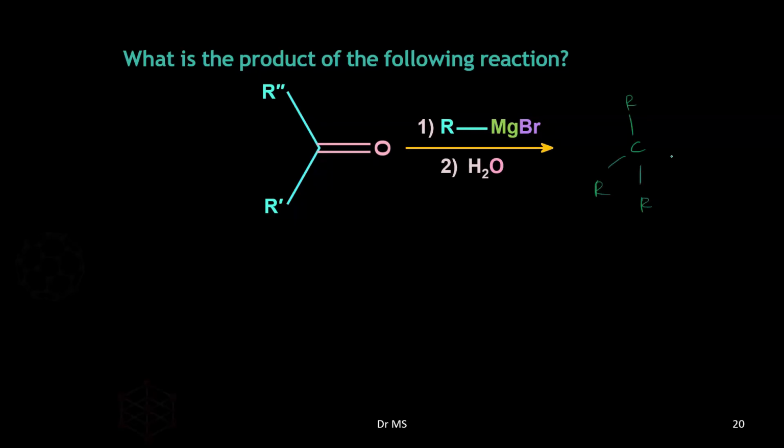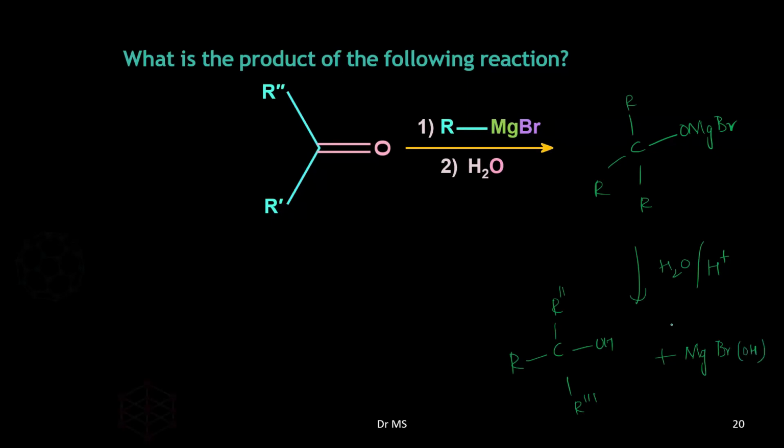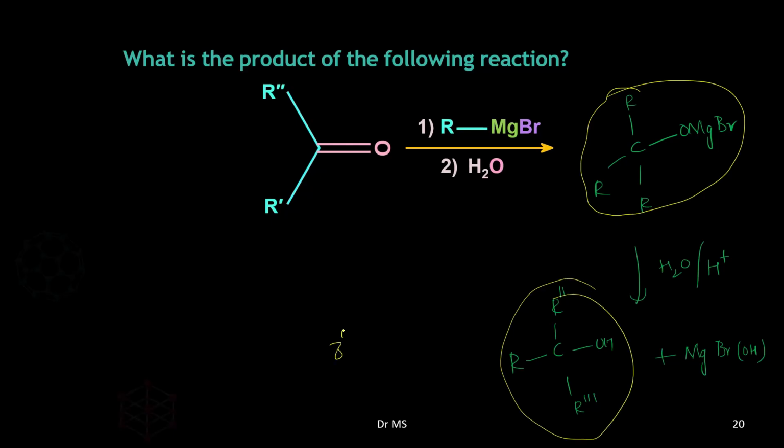First it will form OMgBr and then we do the protonation. This is a nucleophilic addition and this is the protonation, the second step. It results in formation of this plus MgBr OH. Is it clear? Anyone have doubts? This is the intermediate and this is the final product, which is a tertiary alcohol.